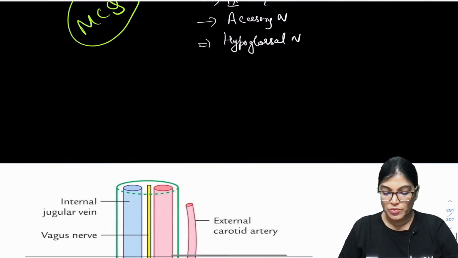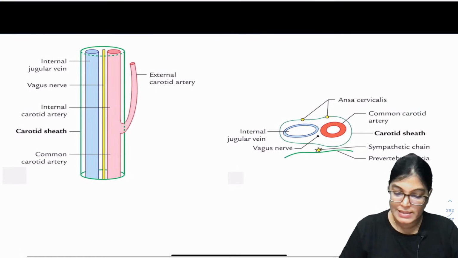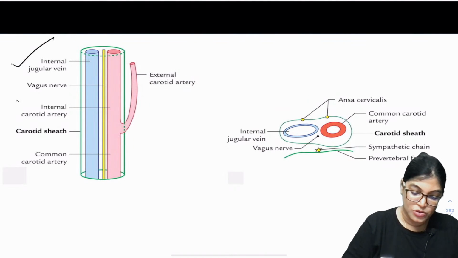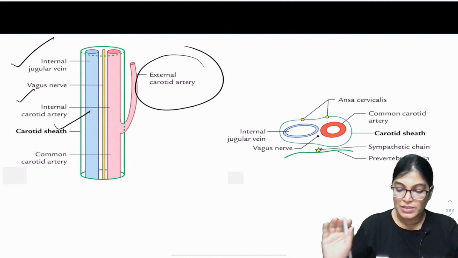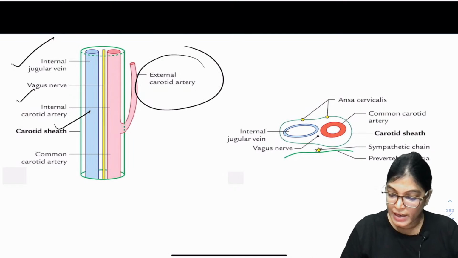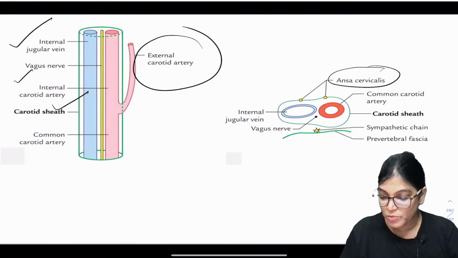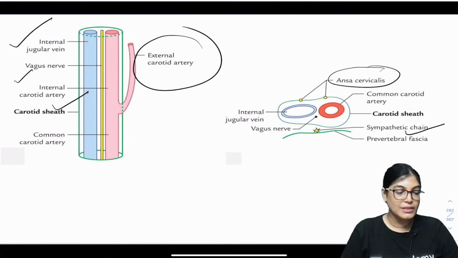Before that I would like to show you this diagram. Here you can clearly see the contents are the internal jugular vein, vagus nerve, internal carotid artery and so on. The external carotid artery is piercing it, not a content. Ansa cervicalis lies on the anterior wall of the carotid sheath, and posteriorly it is related to the cervical part of the sympathetic chain. So done with this.